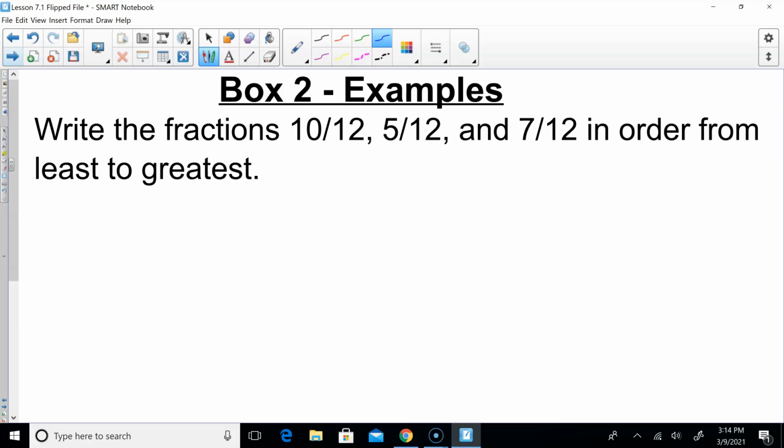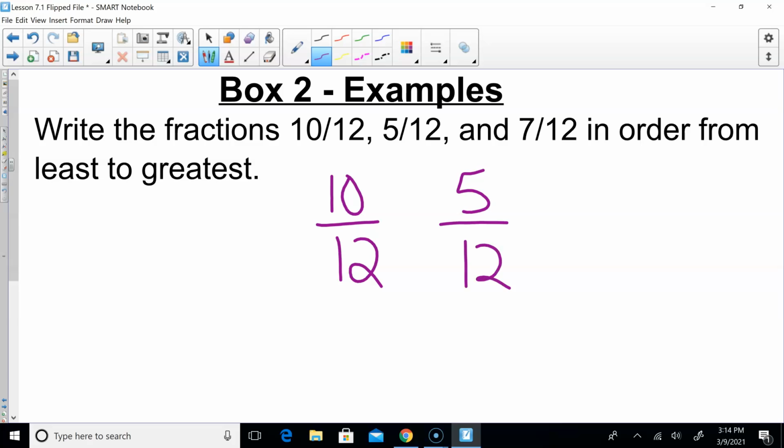So you can pause the video for this example to help you in your work. And now, last but not least, we'll write the fractions 10/12, 5/12, and 7/12 in order from least to greatest. So I'm going to write all these fractions out. I got 10/12, and I'm going to give it a pause. And I have 5/12, and I have 7/12. So right now, the biggest thing to remember with these is, what do I have to go? I have to go from least to greatest. So I got to go from the smallest to the biggest.